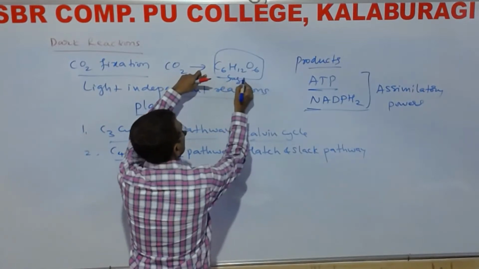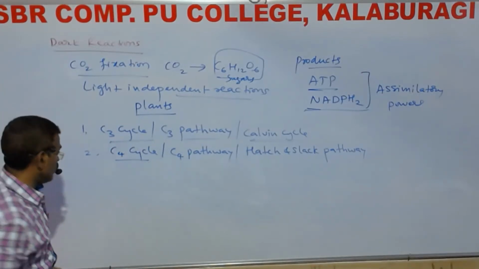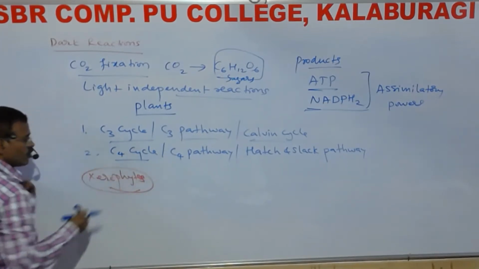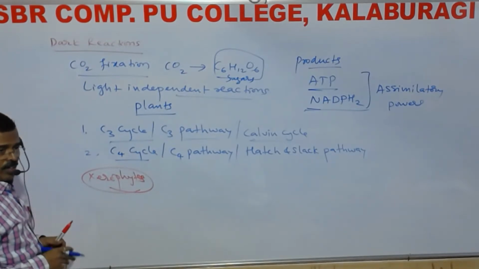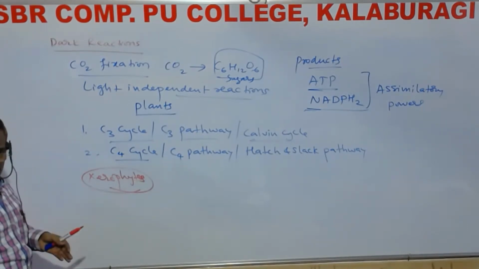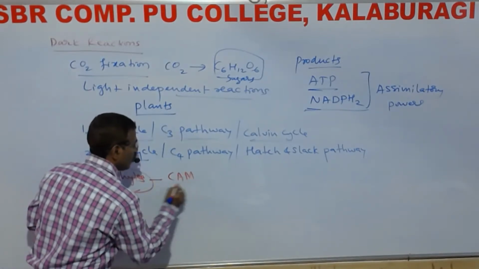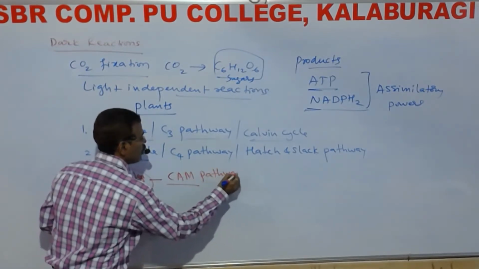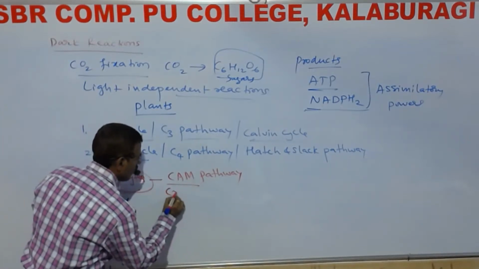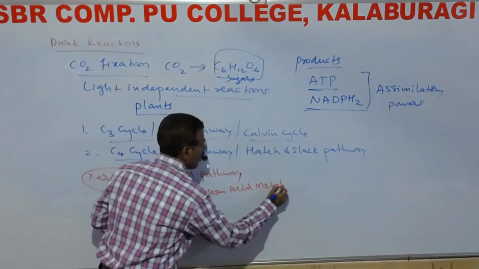There are some plants which are true xerophytes. These xerophytes, like Opuntia, cactus, pineapple, Kalanchoe, Bryophyllum, etc., show another pathway of carbon dioxide fixation, that is called the CAM pathway. This CAM pathway refers to the crassulacean acid metabolism pathway.